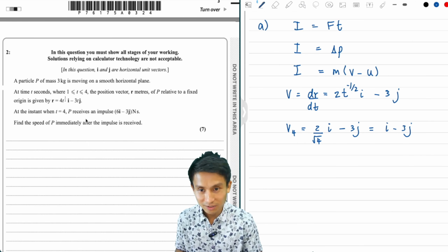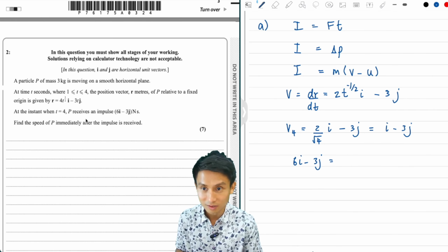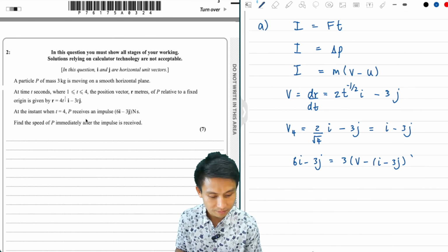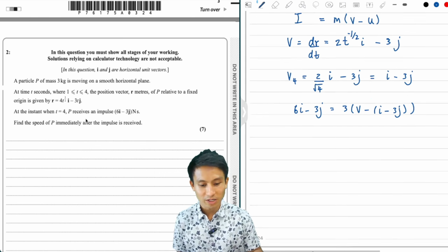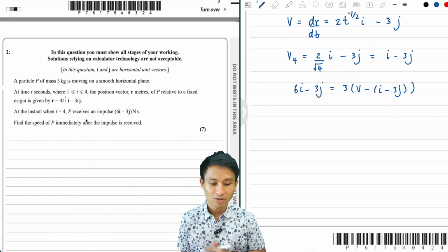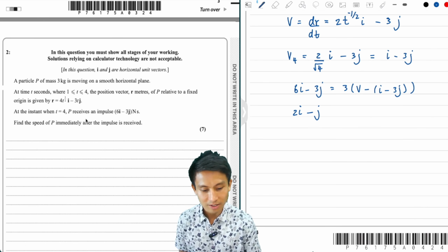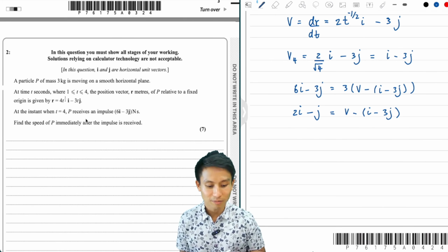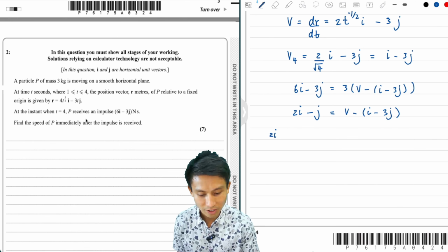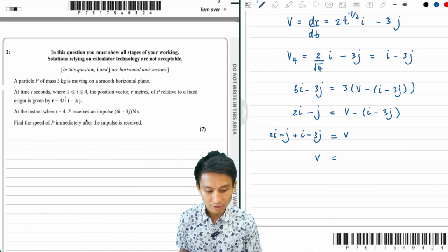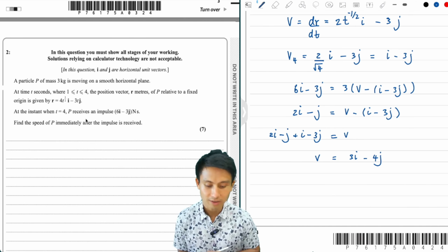So if I just plug in everything here, impulse 6i minus 3j equals m, which is 3 kilograms, times v minus u, which is i minus 3j. If you solve this vector equation, you're going to get the velocity, right? So if I divide by 3 both sides, I get 2i minus j equals v minus (i minus 3j). So if you add i minus 3j on both sides, I get 2i minus j plus i minus 3j equals v. So v equals 3i minus 4j, right?